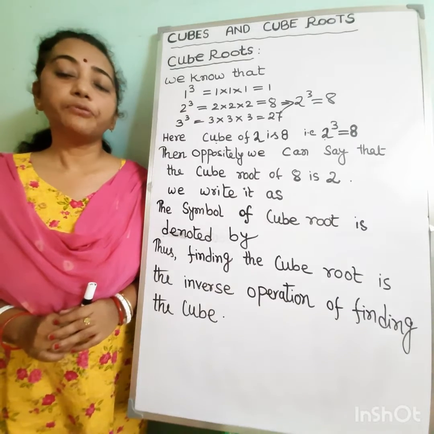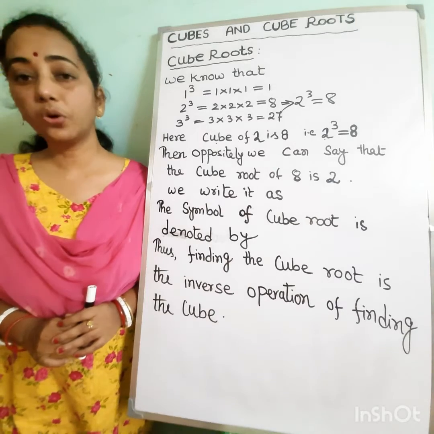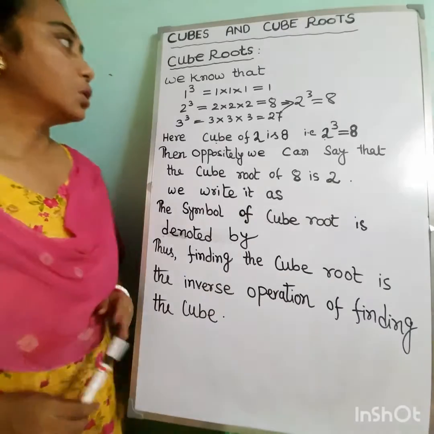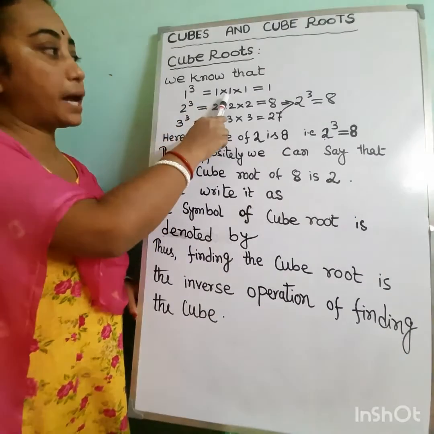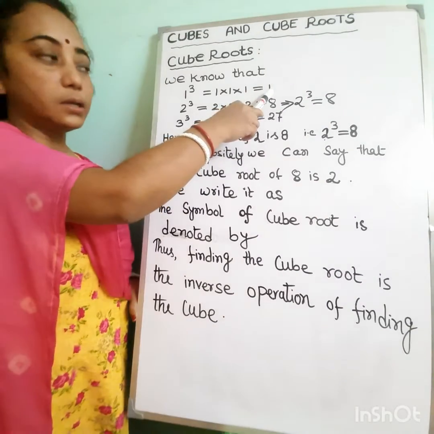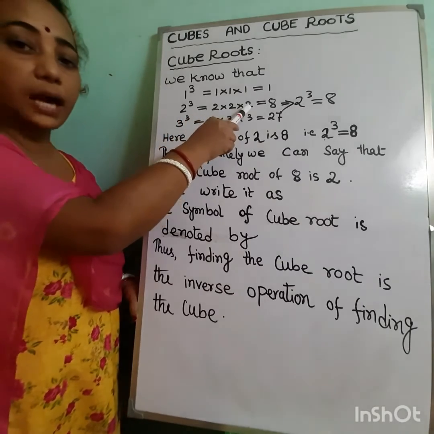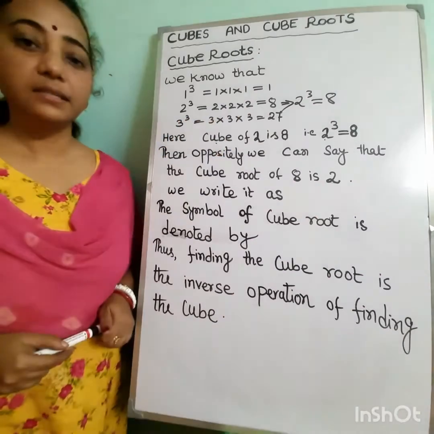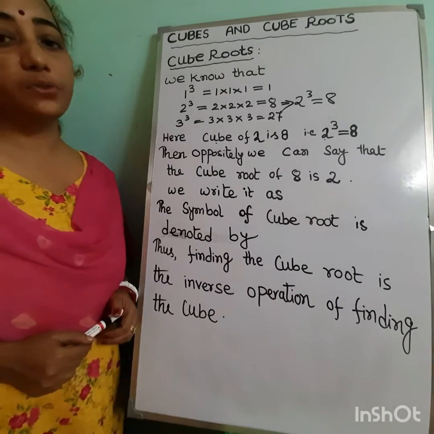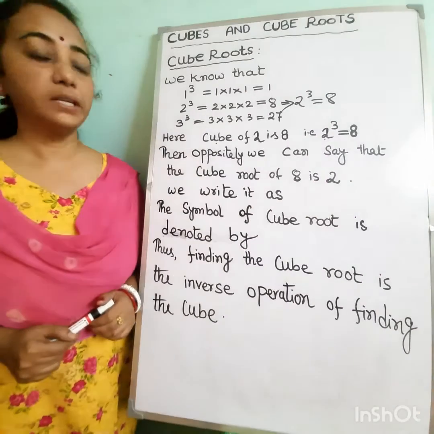We know that when a number is multiplied by itself 3 times, the product so obtained is called the cube of that number. For example, 1 cube means 1 is multiplied by 1 three times and the product obtained here is 1. Similarly, 2 cube means 2 is multiplied by 2 three times and the product obtained is 8. So 2 cube is 8. Also 3 cube means 3 is multiplied by itself 3 times, so the product obtained is 27.